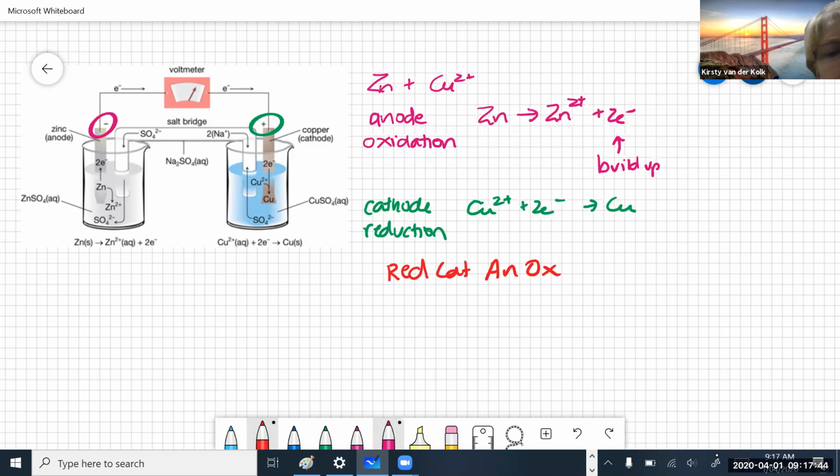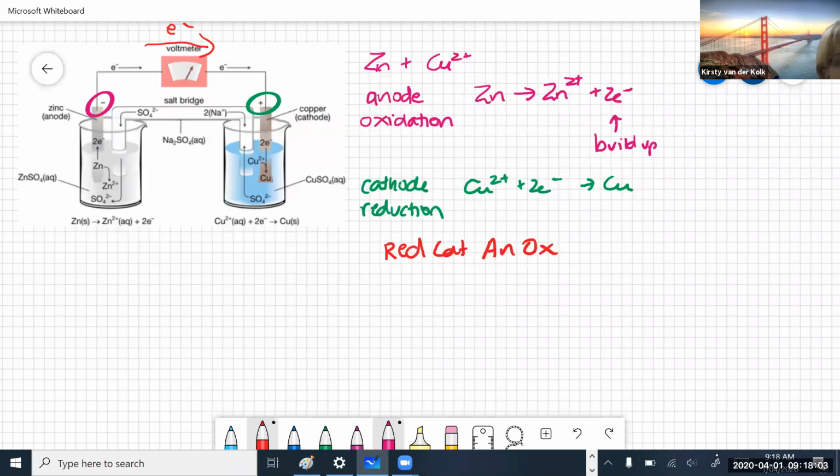We know that the reason we can force the electrons to go through the wire here is that we've separated them to make sure that the zinc can't react directly with the copper ions. So that's our basic electrochemical cell setup.